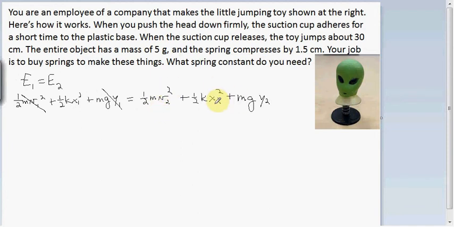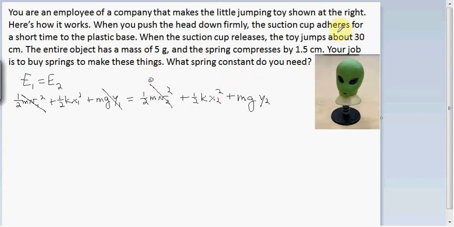Okay. And then, of course, point 2 here is when it reaches the top of its motion. At that point, v2 is going to be 0. Okay, you learned that last semester. If you throw an object up in the air, when it reaches its highest point, if it's traveling straight vertically, its vertical velocity is going to be 0.